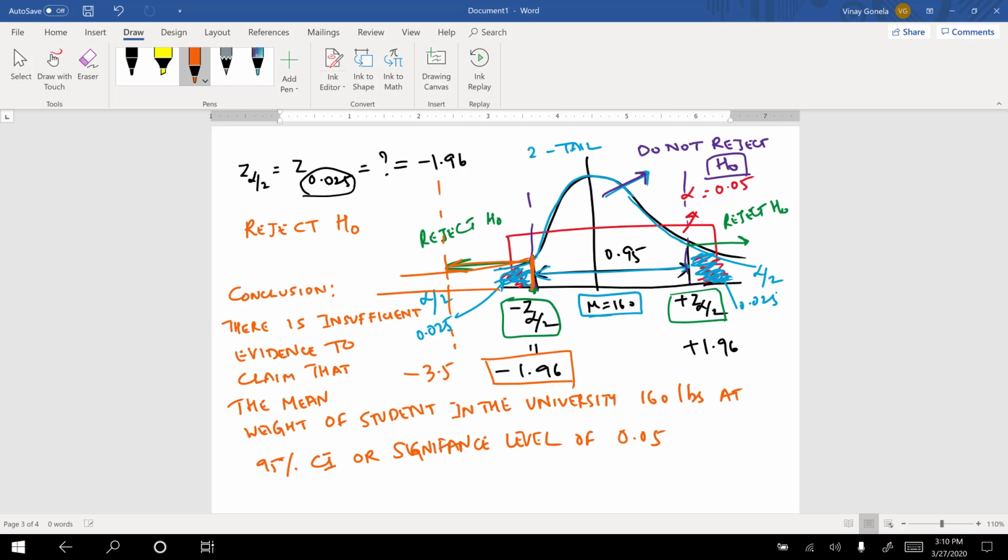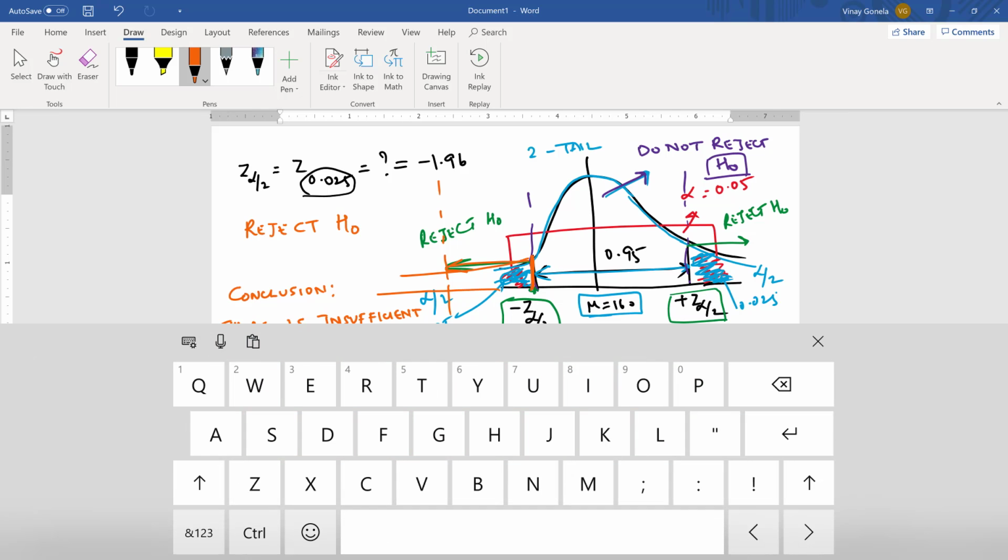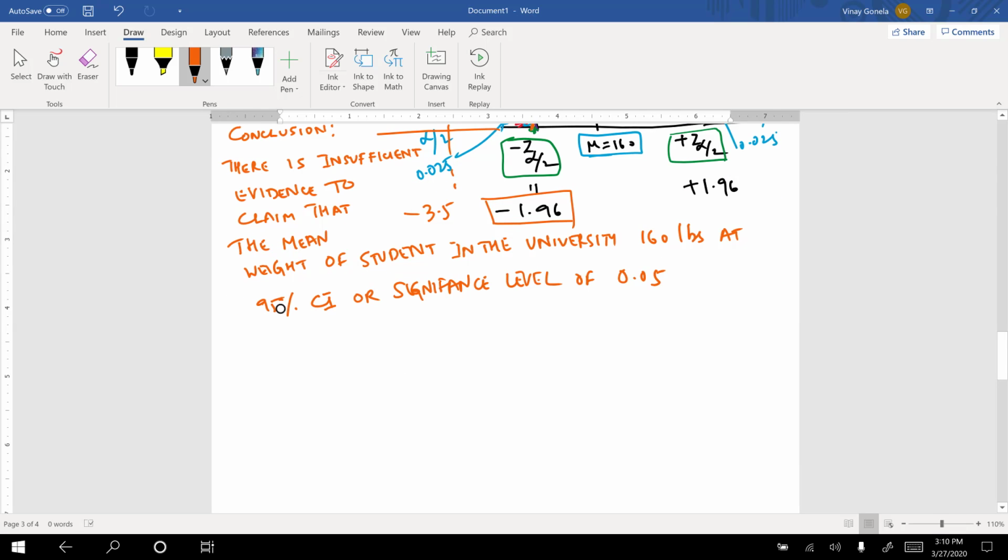So there is no sufficient evidence because you are basing yourself on a sample. Your sample is saying that there is no sufficient evidence, so that's why you are writing insufficient evidence. So we have finished this. So now let's try to solve the same problem using calculation aids.